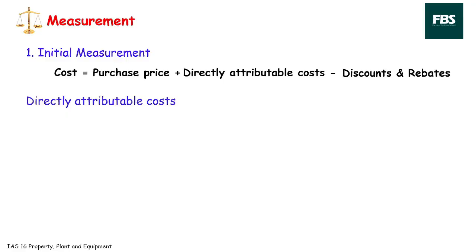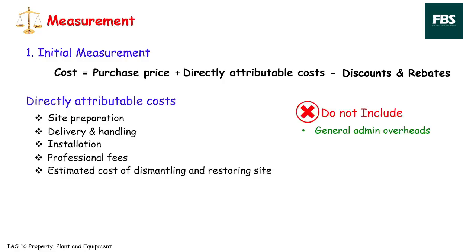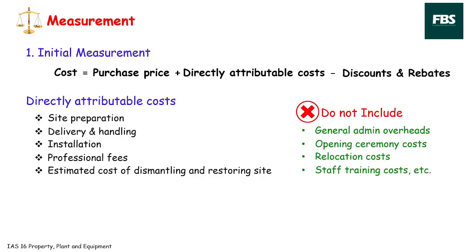Directly attributable costs are costs necessary to bring the asset to working condition for its intended use. This would normally include cost of site preparation, delivery and handling, installation, related professional fees for architects and engineers, testing and professional fees. Do not include general administrative overheads, opening ceremony costs, staff training costs, among others.